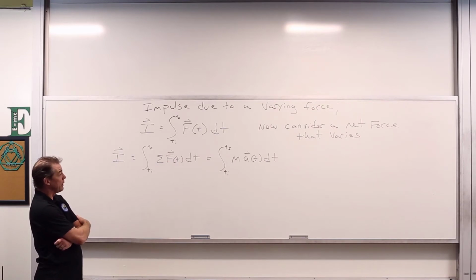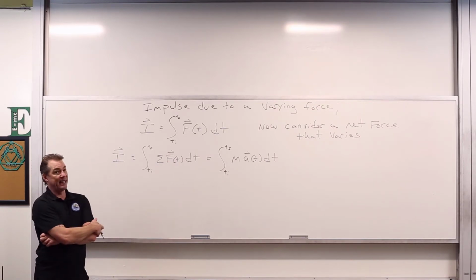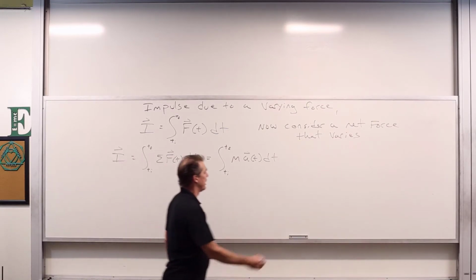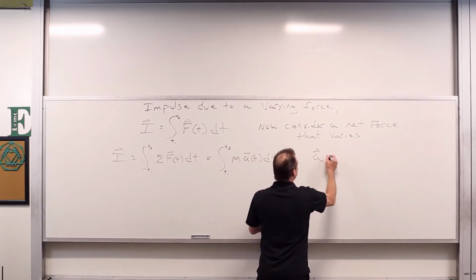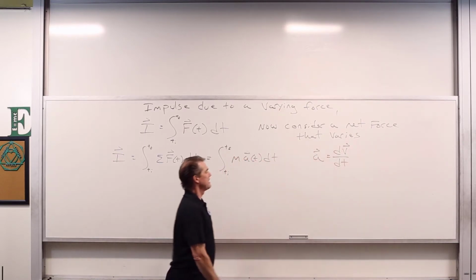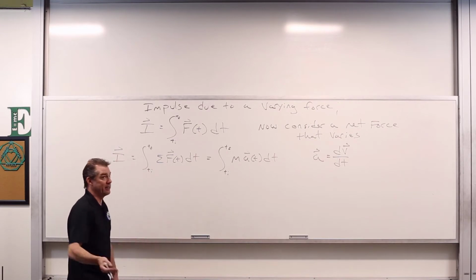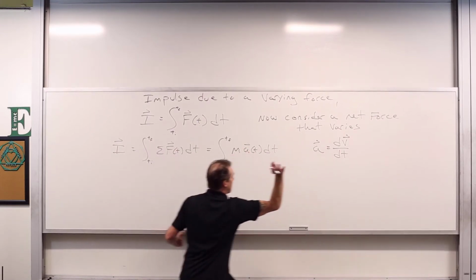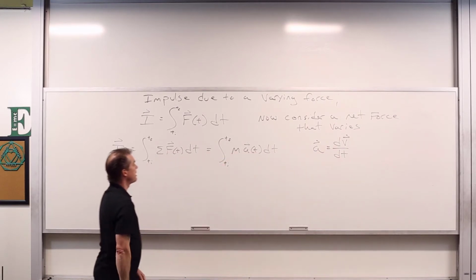Now it's a matter of, can we do something with this? And the answer is, of course we can, because we know the definition of acceleration. a hat itself is defined as dv hat by dt. That's the definition of acceleration, right? The rate at which velocity changes with respect to time. So let's stick this in here and see what we get.